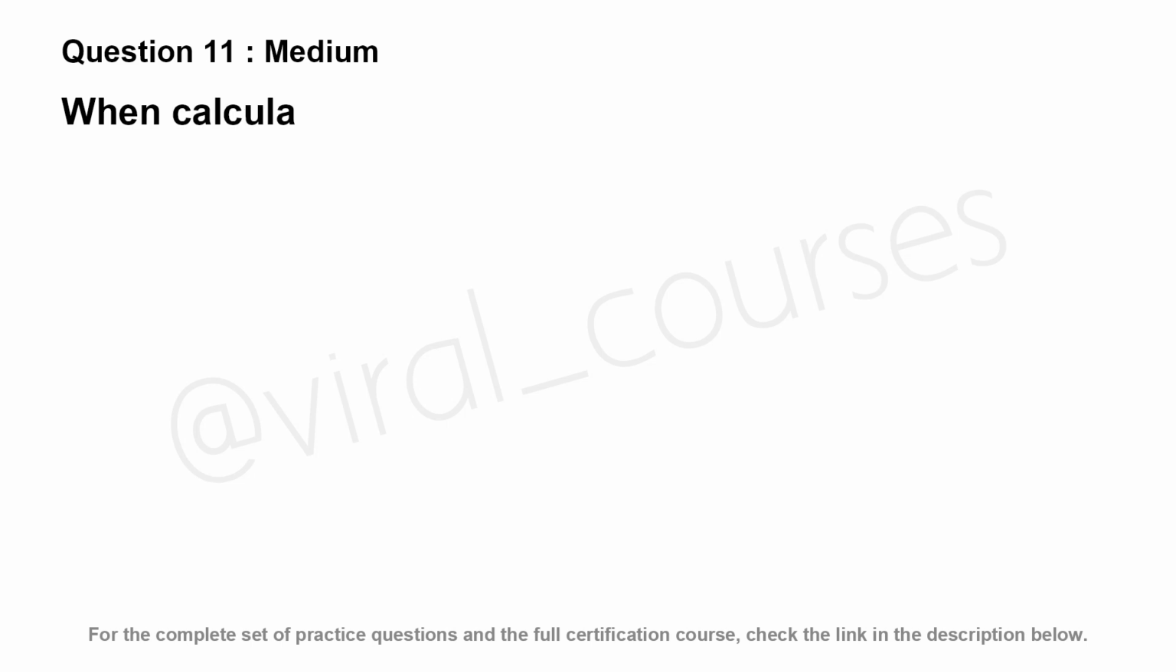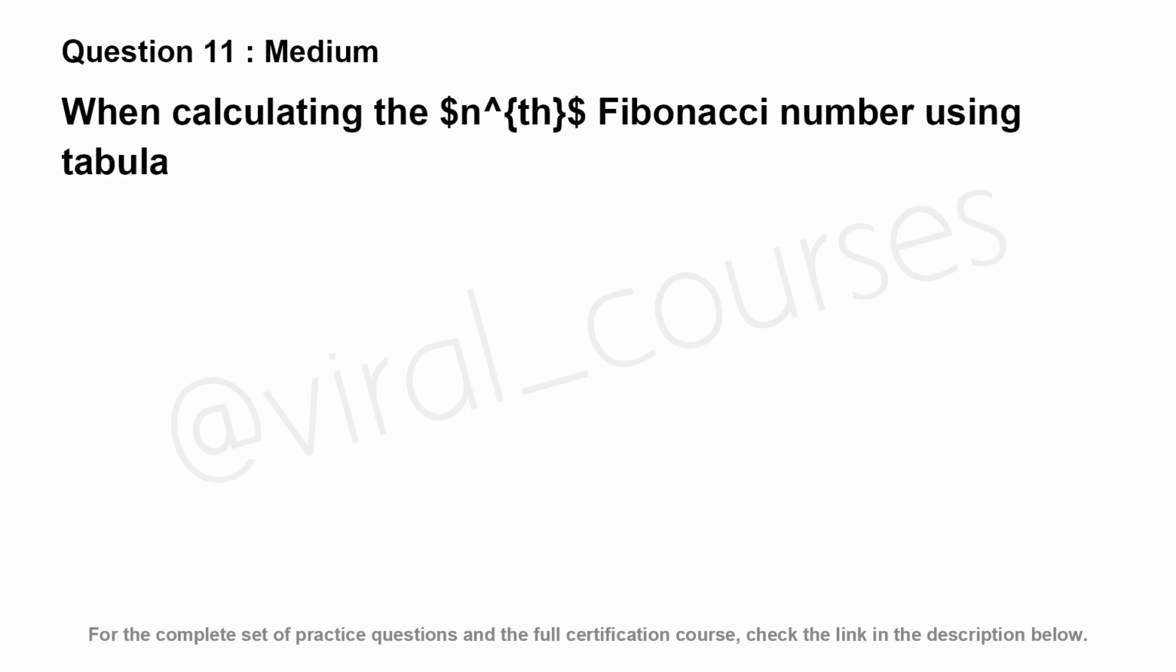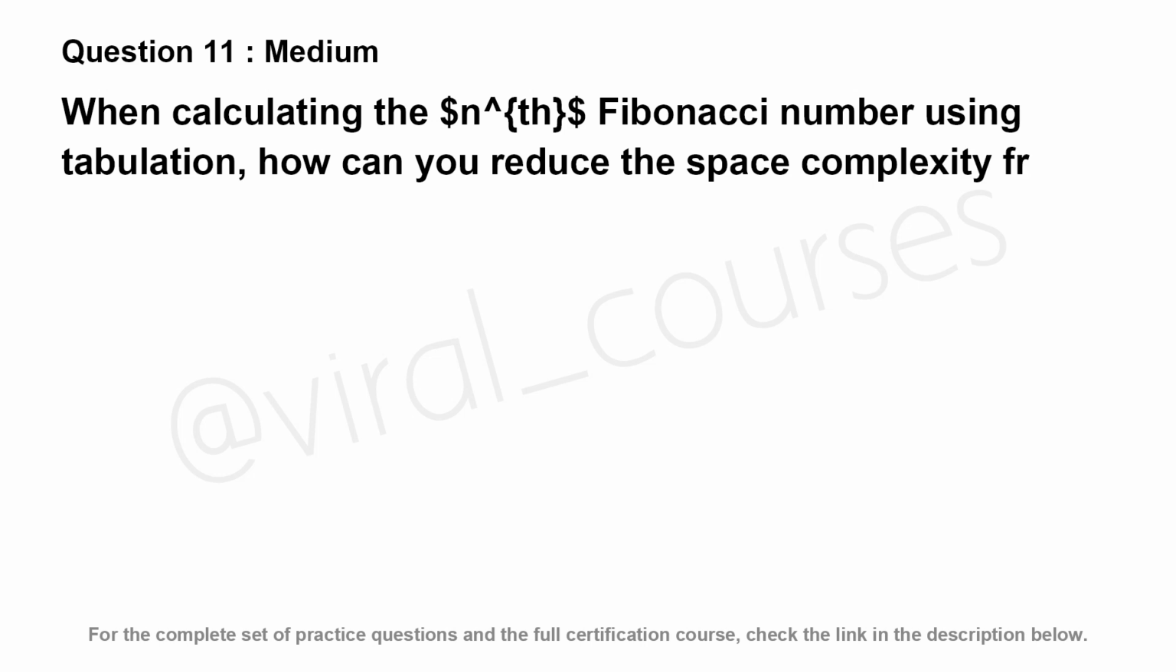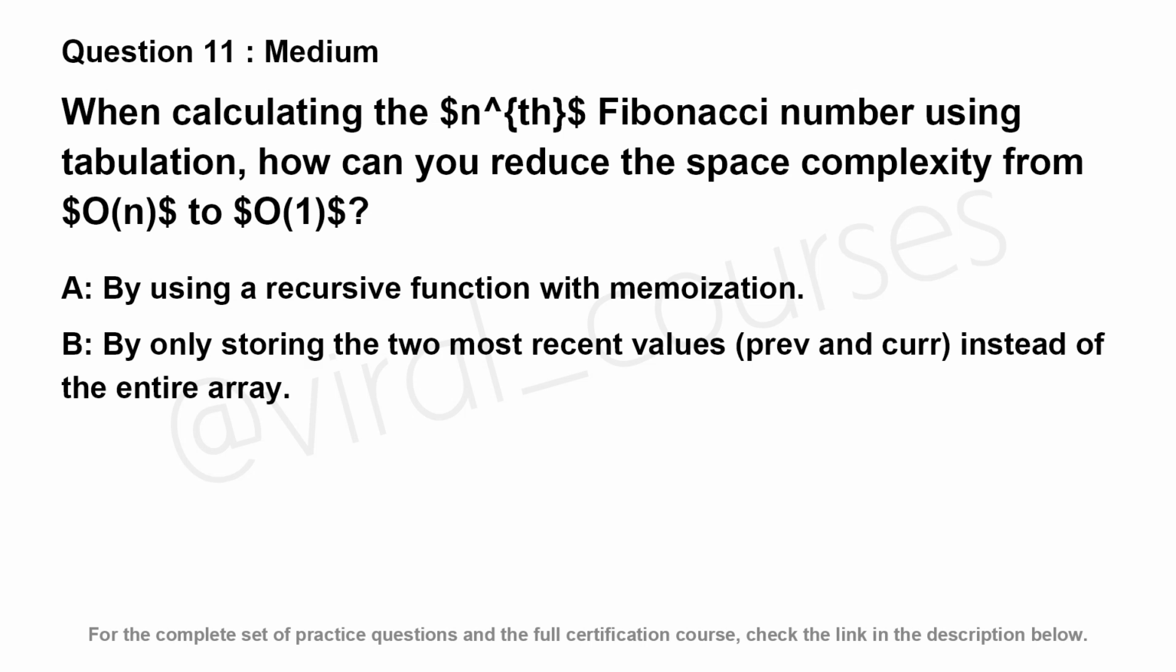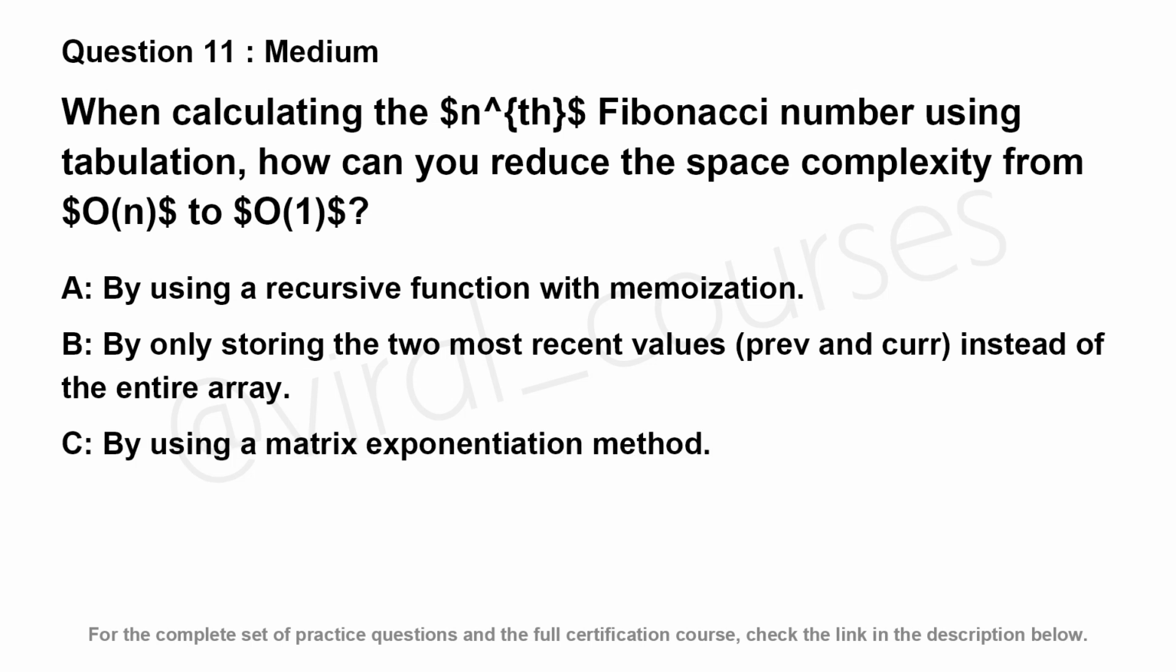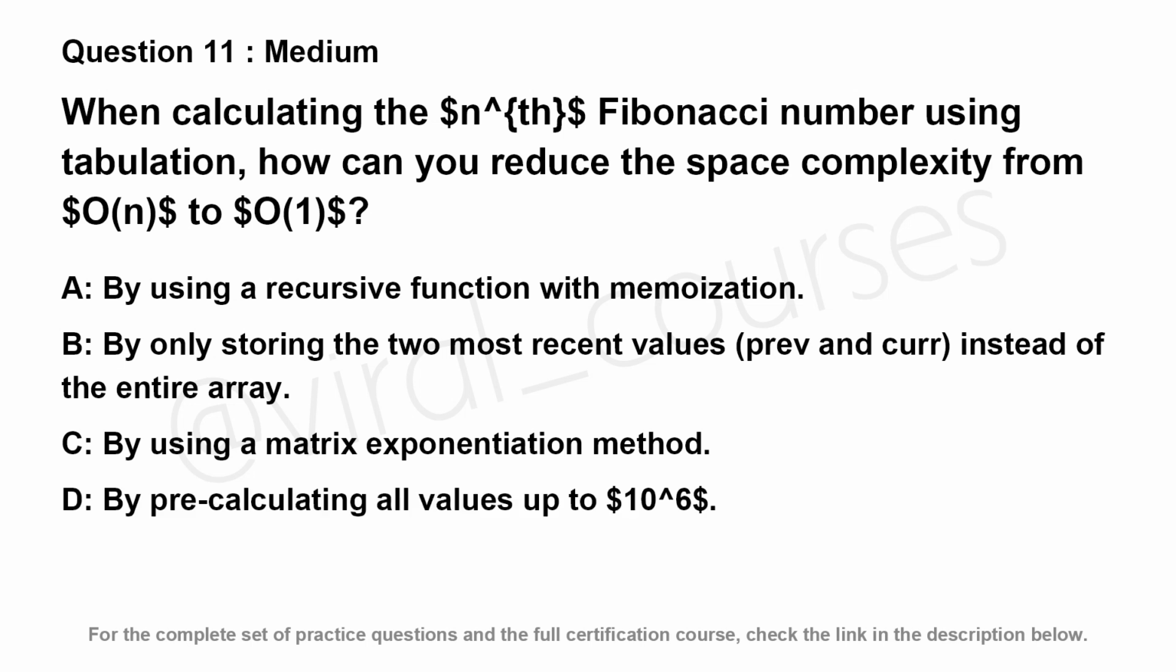When calculating the nth Fibonacci number using tabulation, how can you reduce the space complexity from O(n) to O(1)? Option A, by using a recursive function with memoization. Option B, by only storing the two most recent values, previous and current, instead of the entire array. Option C, by using a matrix exponentiation method. Option D, by pre-calculating all values up to 10^6.